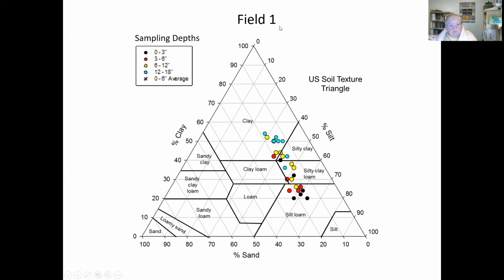So this is one field that we measured, and we took measurements at 0 to 3 inches, 3 to 6, 6 to 12, and 12 to 18. You can see we start out in the silt loam at the very surface of the soil that, for this particular field, very quickly goes to the heavier clay, silty clay. Even in some instances at 3 to 6 inches, we're in the heavy clay pan. And by 6 to 12 inches, a good bit of the soil is the heavy clay pan.